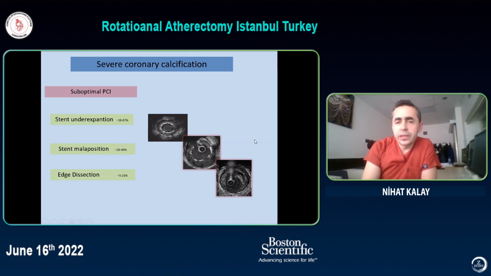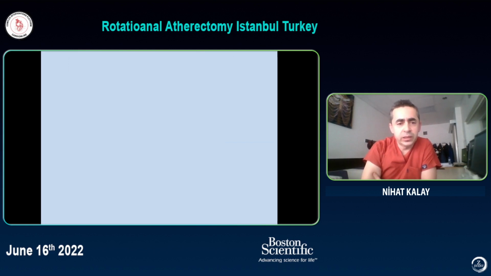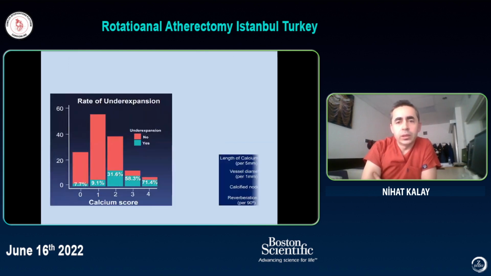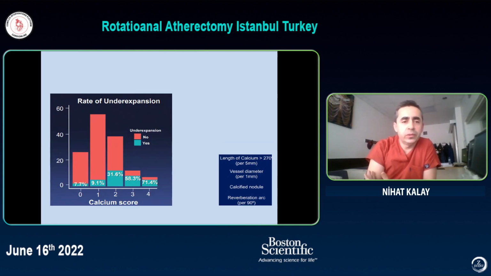Suboptimal PCI, stent under expansion, stent malposition, or edge dissection, we can see, unfortunately, in many patients. Other problem with calcification is impaired stent delivery. We can see the degree of the calcium score and under expansion rate. If you have high calcium score, your stent is probably undersized without IVUS.